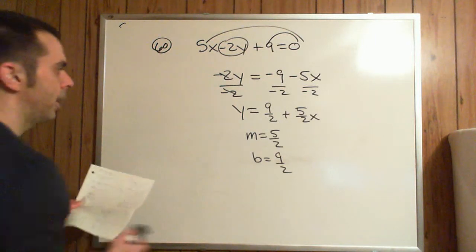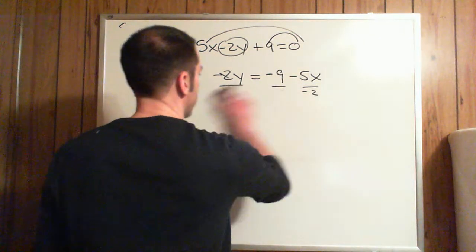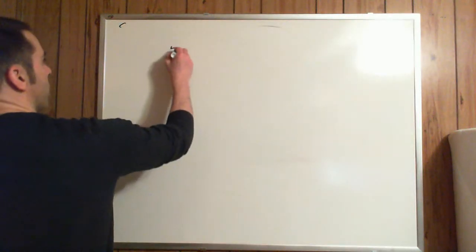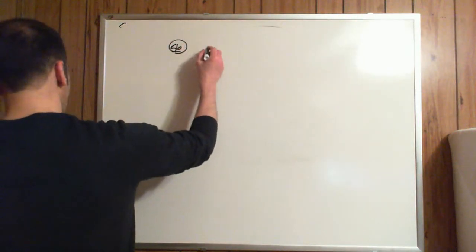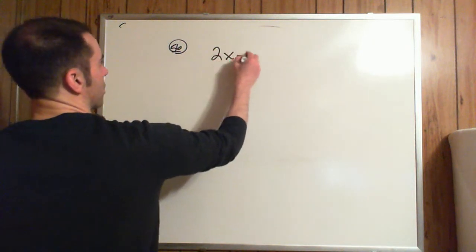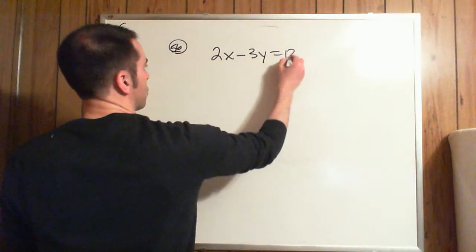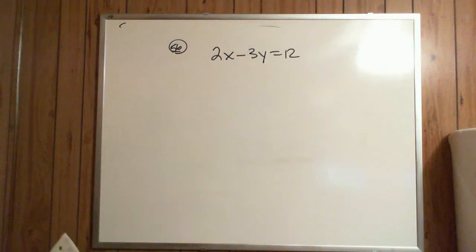And just one more on that, number 56. I'll backtrack and do number 56 as another example because it's pretty common. 56 is 2x minus 3y equals 12. Again, we cannot recognize the slope and the y-intercept from the form that it's in.